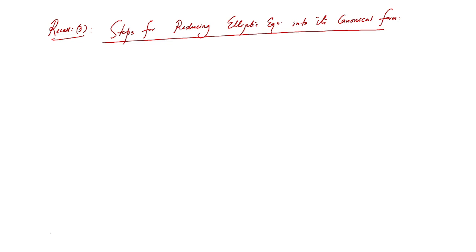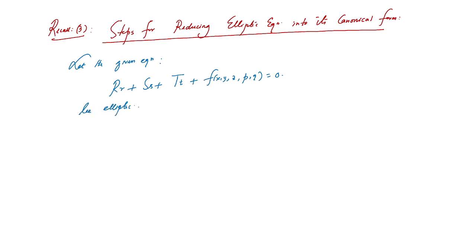So how will we do that? Say the given equation Rr plus Ss plus Tt plus f(x, y, z, p, q) equals 0 is elliptic. So first you will check whether your semilinear PDE is elliptic or not. That is, the discriminant S squared minus 4RT is less than 0.